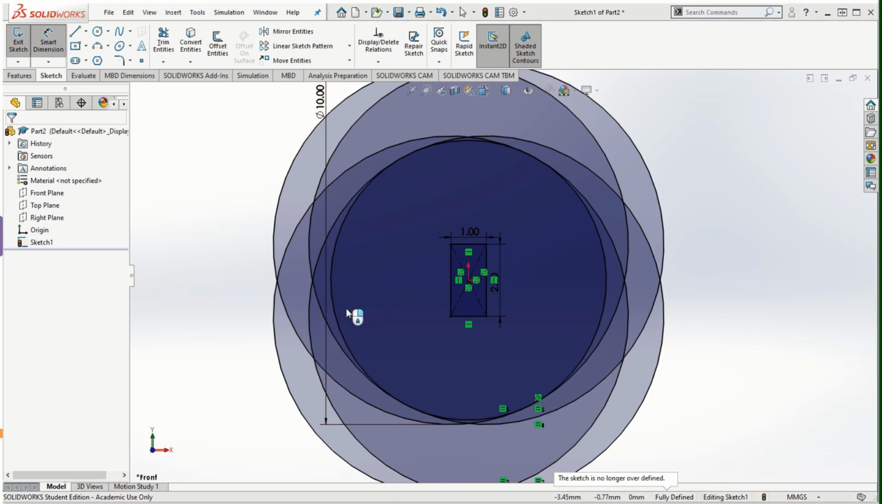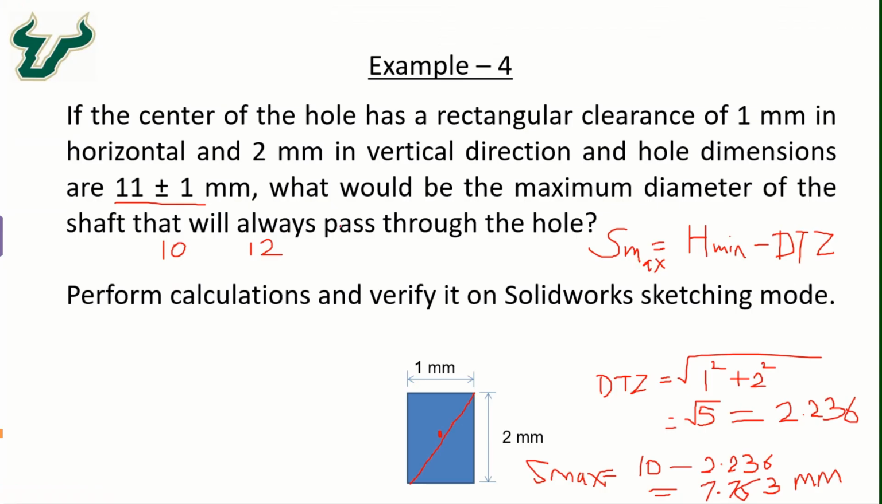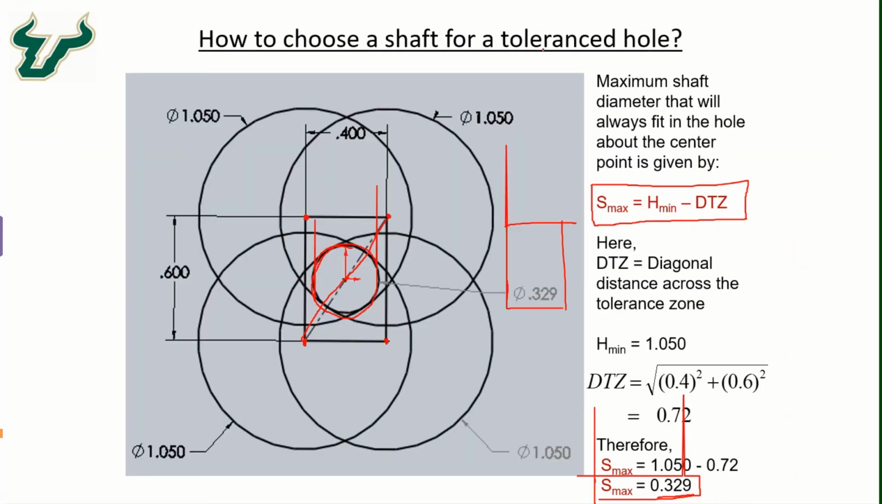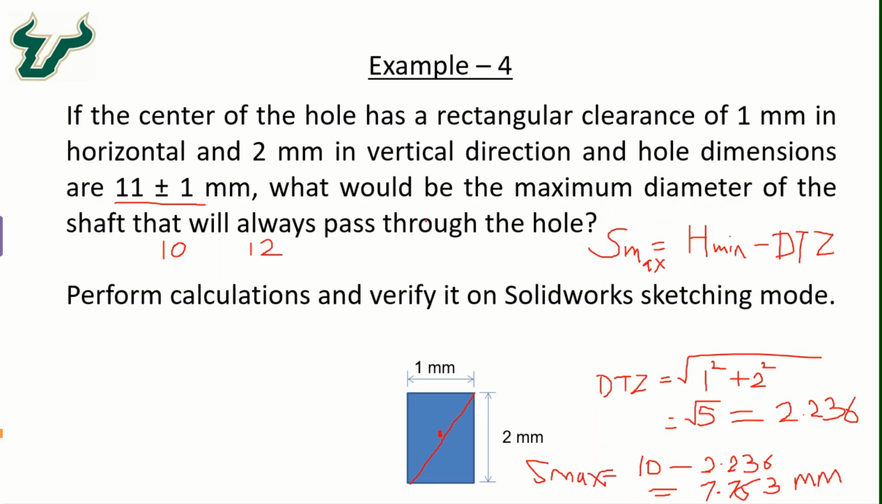So that is how we can calculate the shaft diameter for the toleranced hole. 7.76 millimeters is the diameter of that shaft.